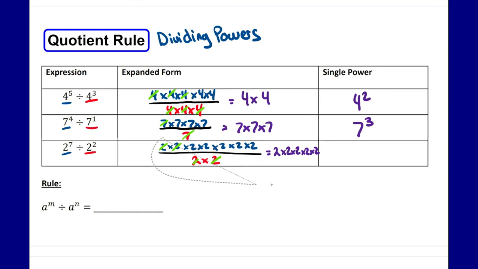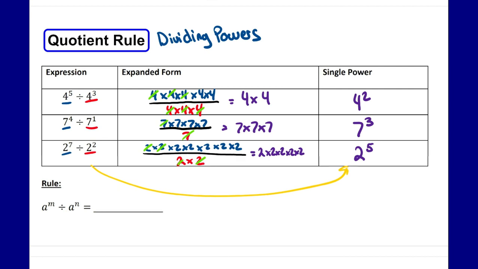Let's move this down a little bit. So that simplified works out to 2 to the power of 5. So again, our goal is to go from the expression to the single power, right, from here to here. I don't want to have to expand it every time, cancel out, and then write my single power. So what rule or what kind of shortcut can we do going from the expression to the single power?